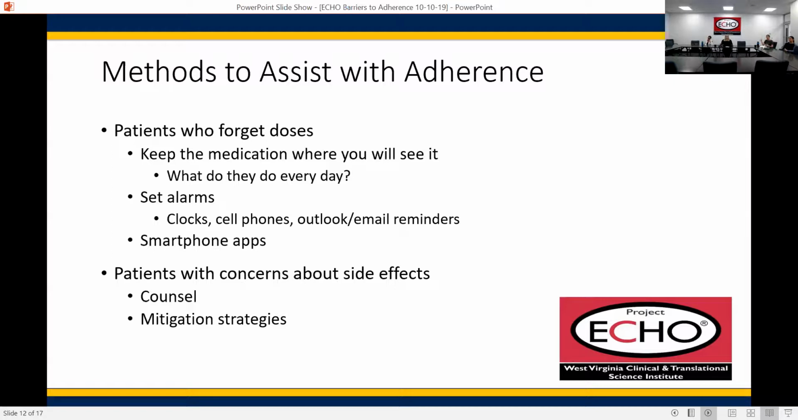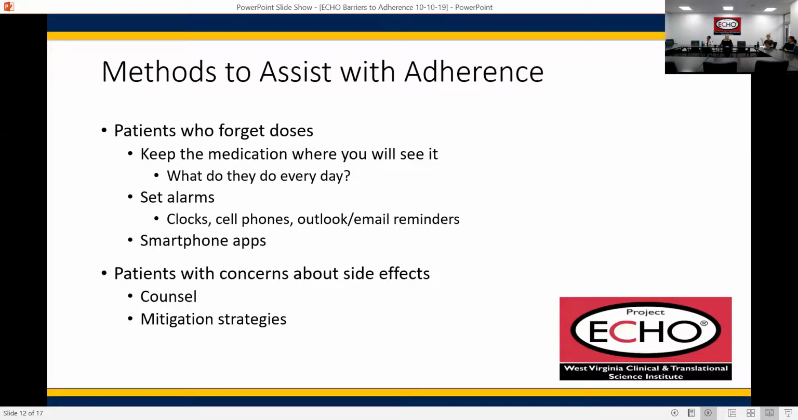Set alarms. Almost everybody has a smartphone now, so you can tell them, go ahead and set an alarm. I actually had a patient who said, I don't always have my cell phone, but I'm always at my computer. So he set an Outlook reminder to remind him every day, did you take your pill? And he took it. And there's a lot growing now in smartphone apps.